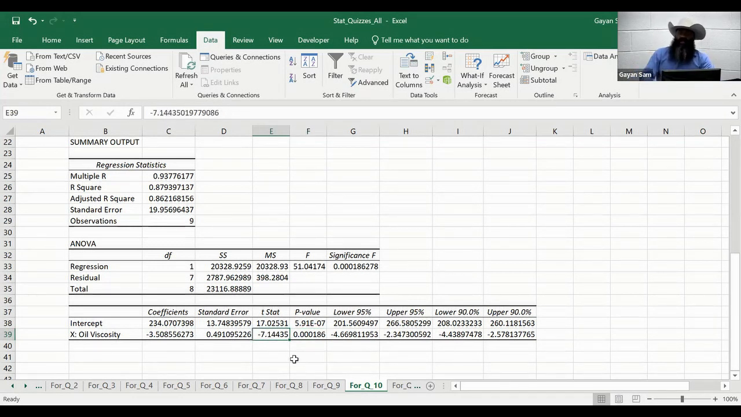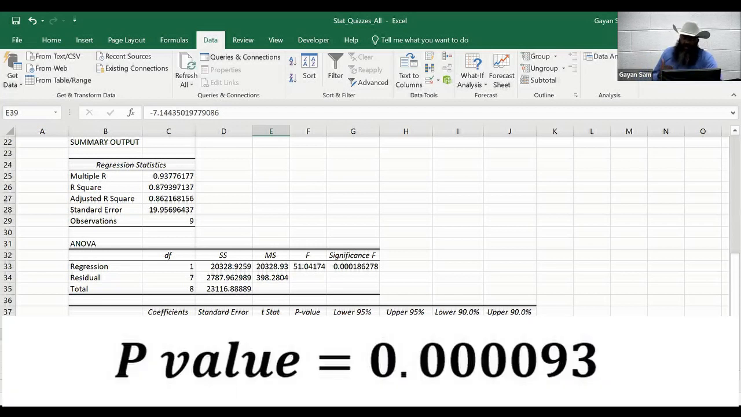So how do you calculate the p-value? This is a left-sided alternative. Therefore, the p-value should be area to the left from the test statistic. So we have to simply use the calculator. Use your calculator, go to distributions, and then select TCDF. And then the lower limit should be something negative and large. Upper limit should be negative 7.14435. Degrees of freedom should be equal to 7. Select paste and then hit enter. That should provide you the p-value for this test.